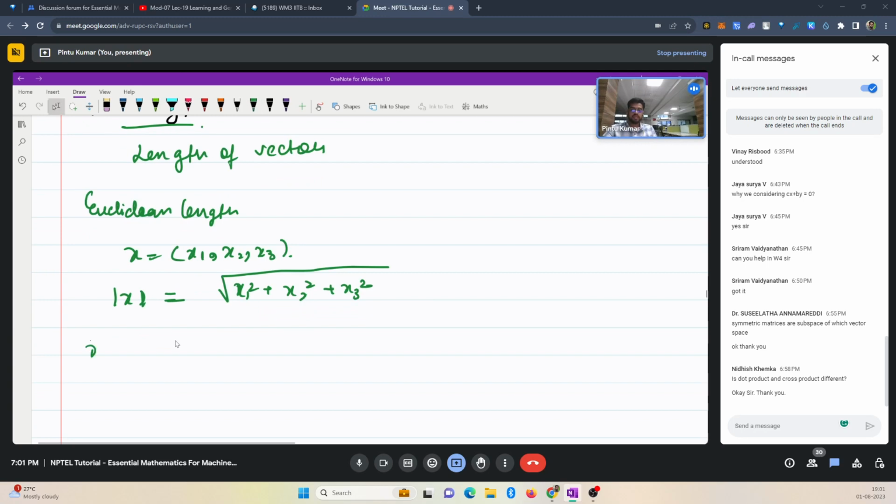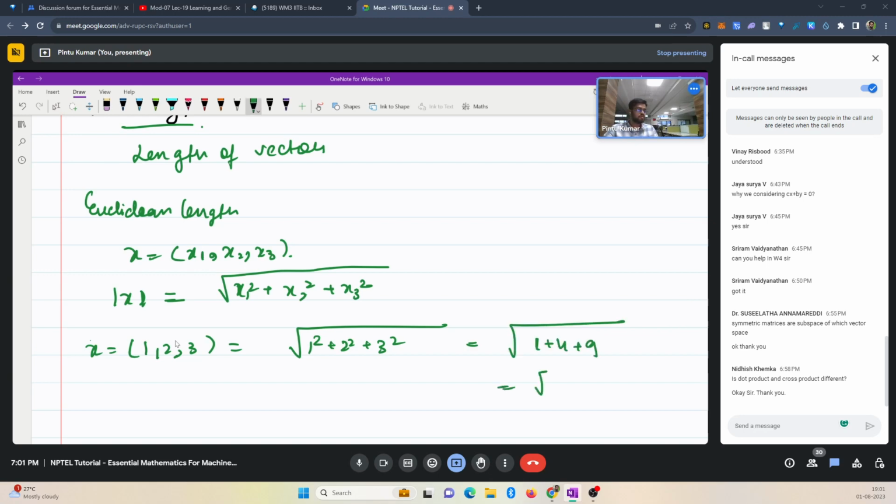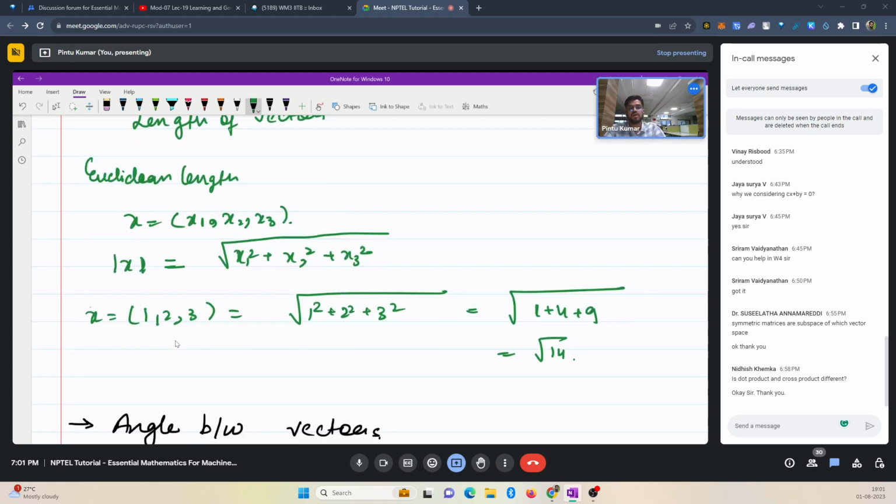So let's take an example. If we have x as 1, 2, 3, then what is its length? It is under root of 1 square plus 2 square plus 3 square, which is 1 plus 4 plus 9. This is square root of 14.